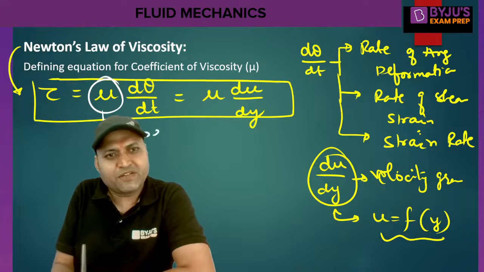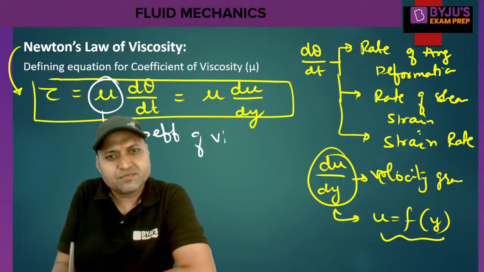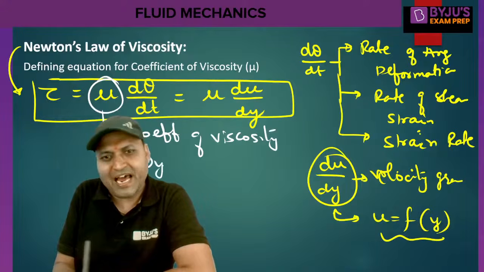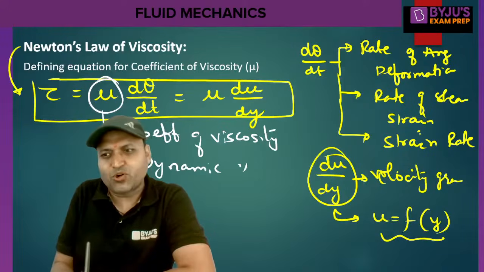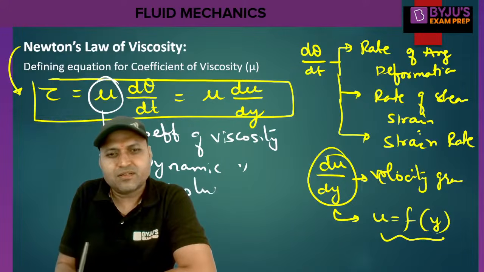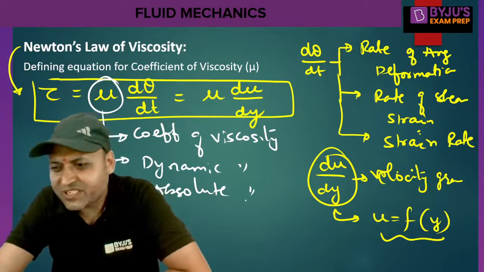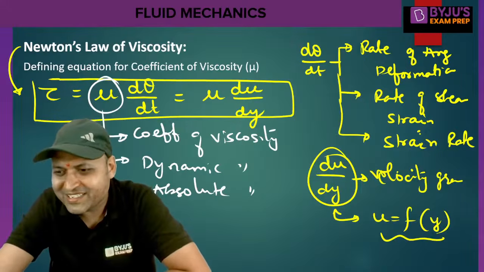Mu is called the coefficient of viscosity, or we can call it dynamic viscosity, or absolute viscosity. Coefficient of viscosity, dynamic viscosity or absolute viscosity.